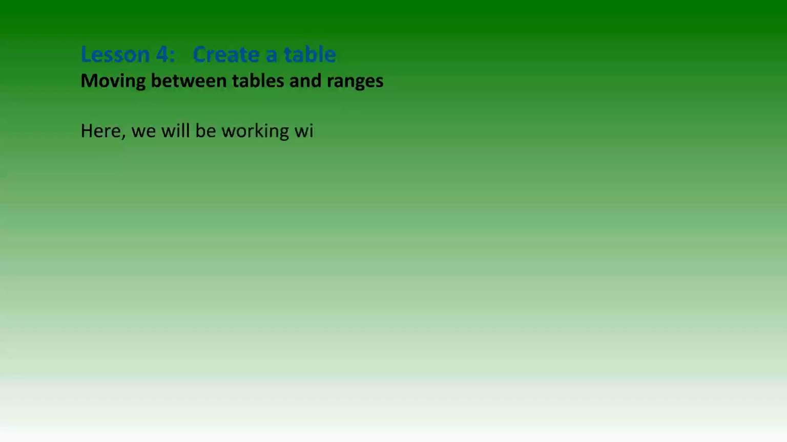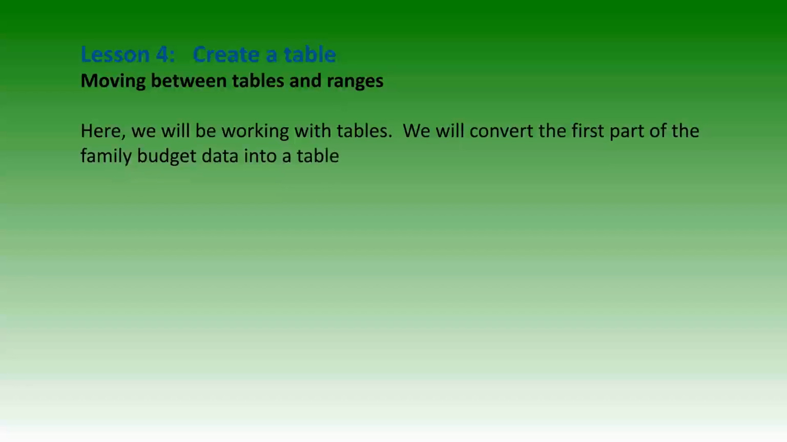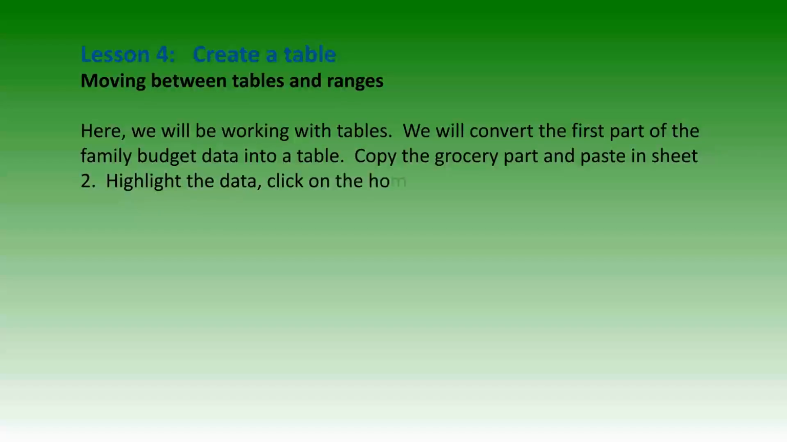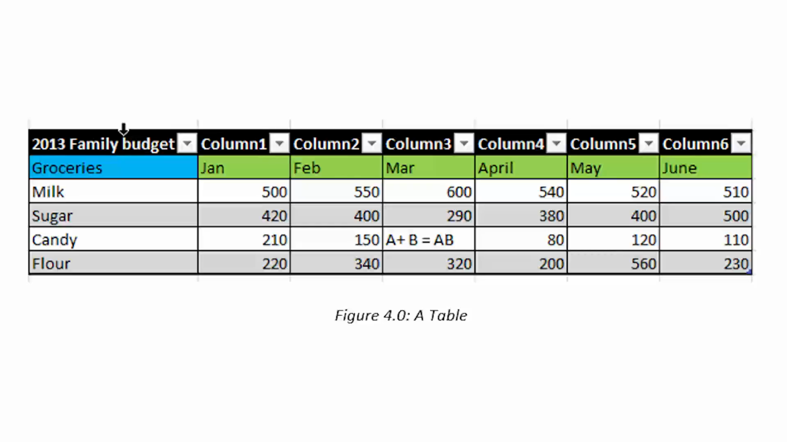Here, we will be working with tables. We will convert the first part of the family budget data into a table. Copy the grocery part and paste into Sheet 2. Highlight the data. Click on the Home tab, then Format as a Table. The figure that appears on your screen shows the table.